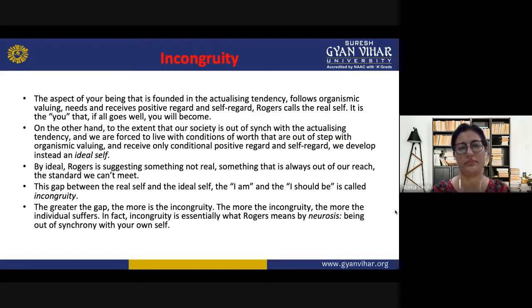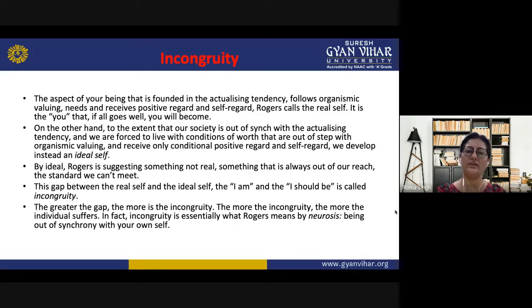So, the first concept which Rogers talked about is incongruity. The aspect of your being that is founded in the actualizing tendency follows organismic valuing, needs, and receives positive regard and self regard. Rogers calls this the real self, it is the you that, if all goes well, you will become. On the other hand, to the extent that we follow what our society wants, we will receive only conditional positive regard and self regard. We develop instead an ideal self.